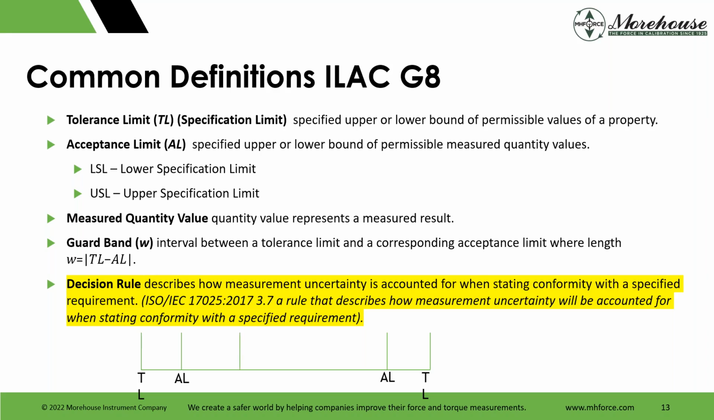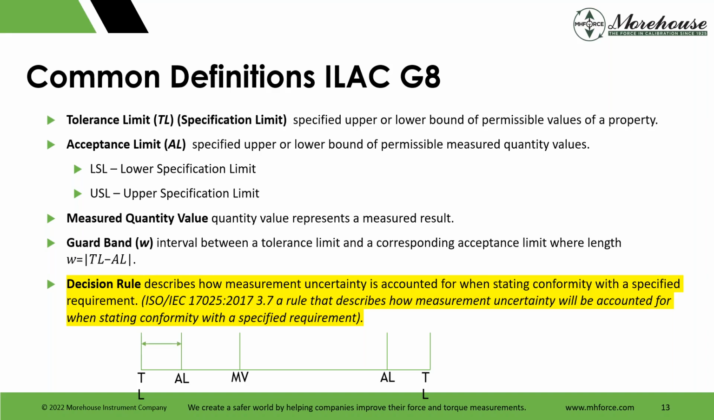We have a measured value. That's the quantity value representing a measurement result. So our measurement here, I drew another line for that measured value. If that's between the acceptance limits and we calculate our risk properly, we will issue a what? We will issue a pass.